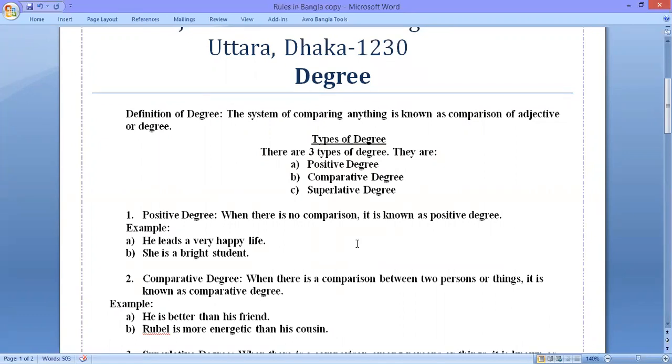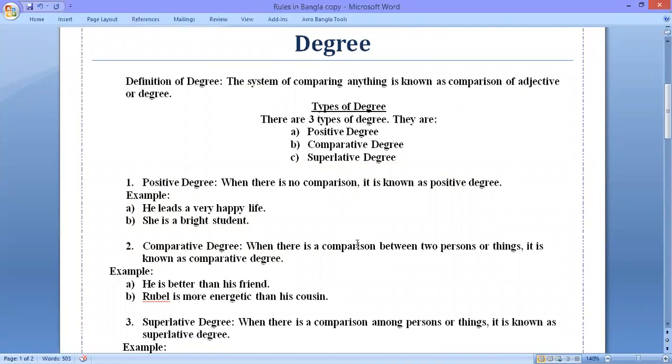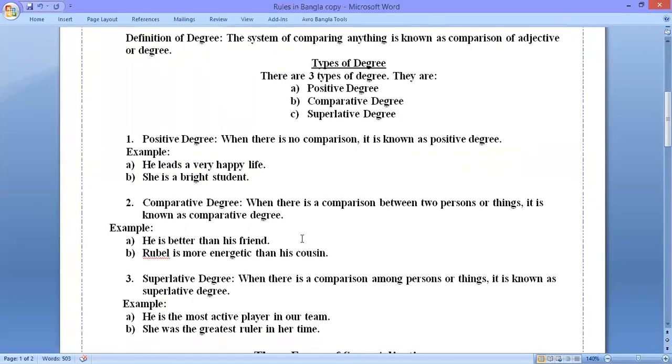Now I would like to define comparative degree. So the definition of comparative degree is when there is a comparison between two persons or things, it is known as comparative degree. I am repeating, when there is a comparison between two persons or things, it is known as comparative degree. I have given here two examples.